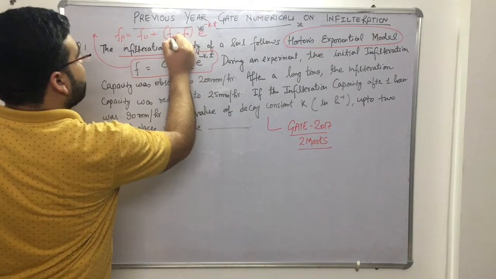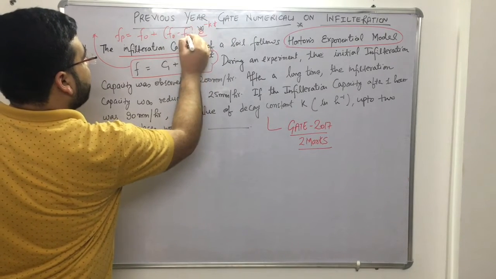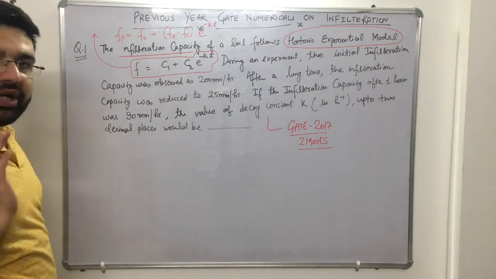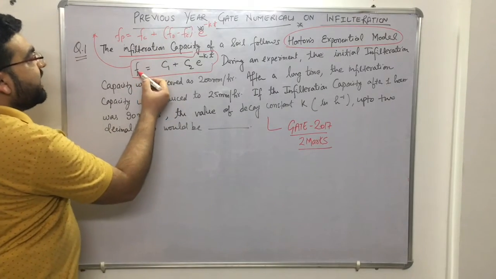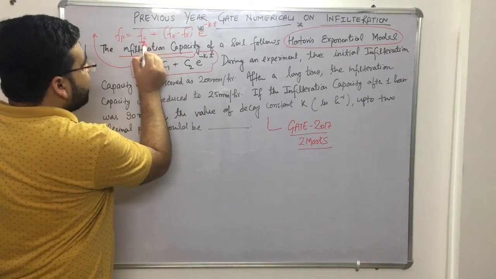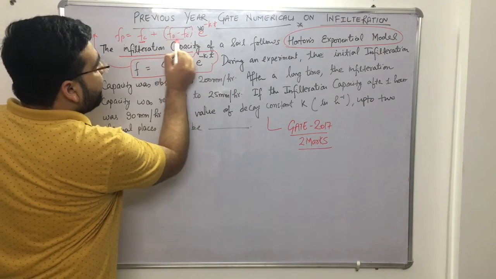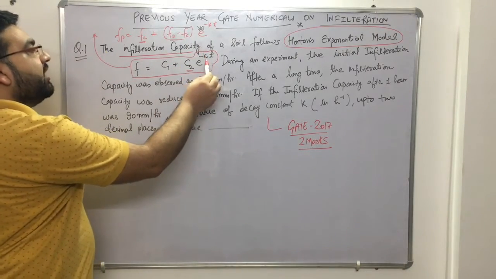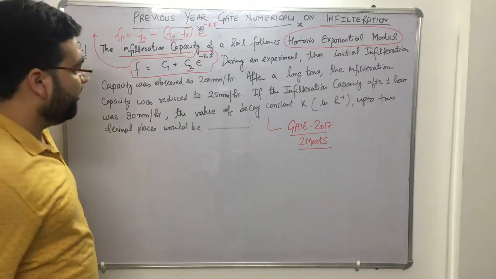This is F naught and this is Fc, this is also Fc. If you remember, this is Horton's model, right? But here it is given as F is equals to C1 plus C2 e raised to power minus KT. So C1 is equals to Fc, C2 is equals to F naught minus Fc. Simple, right? And this is e raised to power minus KT, where K is Horton's decay coefficient.